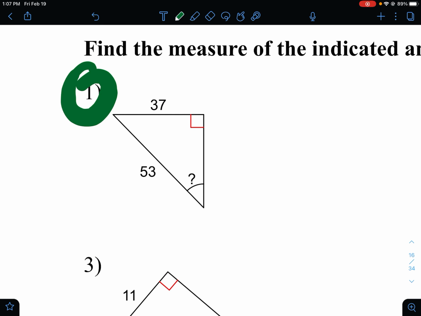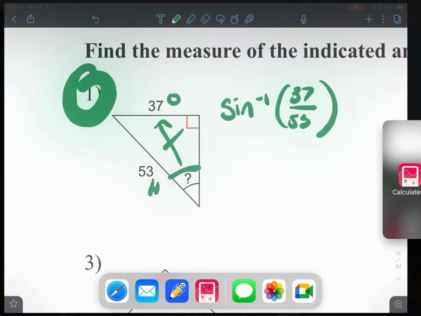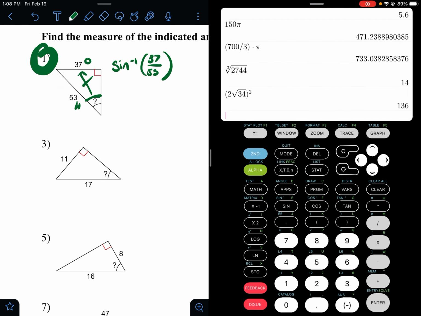Here we're trying to solve for an angle. We have to figure out which two sides we have in relation to this angle specifically. So I look, and this is opposite, and this guy is my hypotenuse. So I know I'm going to have to use sine. I'm going to go sine inverse of my opposite, which is 37, over my hypotenuse, which is 53.